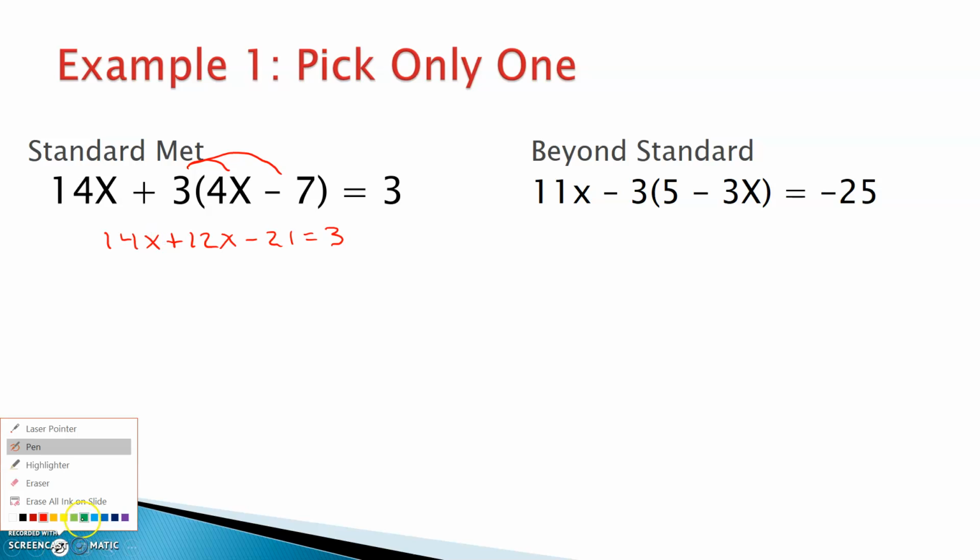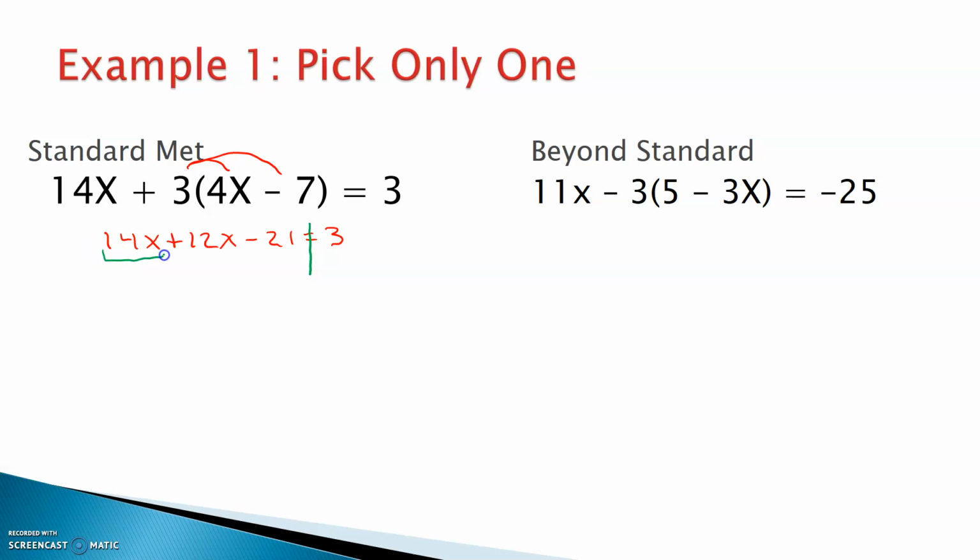Now let's go ahead and take a look at both sides of my equal sign. On the right, I can't combine the 3 with anything. On the left, though, I have a 14x and I have a positive 12x. Those are like terms. Both of those share the same variable. So I'm just going to regroup them. If you had 14x's and I added 12x's, that's going to give me 26x. The minus 21 is just going to drop down.